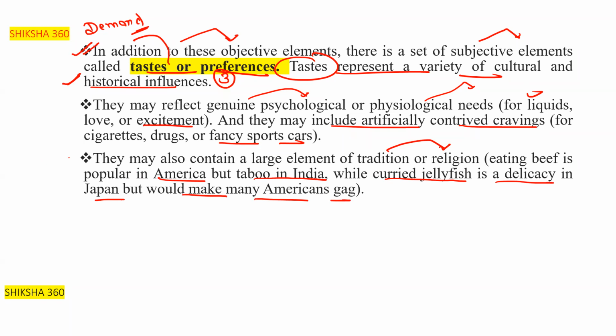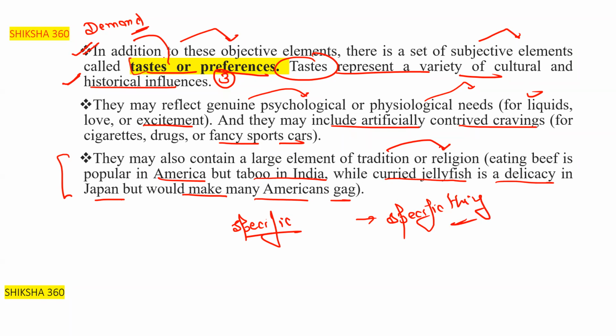So basically it is saying that for a specific region there is a demand for a specific thing. So it is also one of the factors, that is taste or preferences.